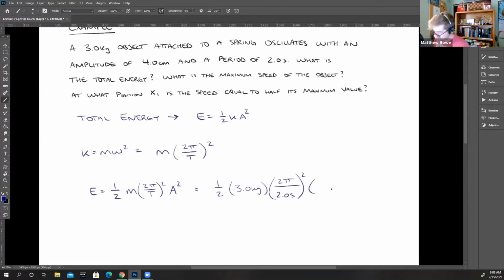Again, I don't really like keeping the results in centimeters, so I'll convert to 0.04 meters. And it's good to convert into meters anyway, because our answer is going to be in joules, and we need the SI units for this conversion. We get E, the total energy, E equals 2.4 times 10 to the minus 2 joules.